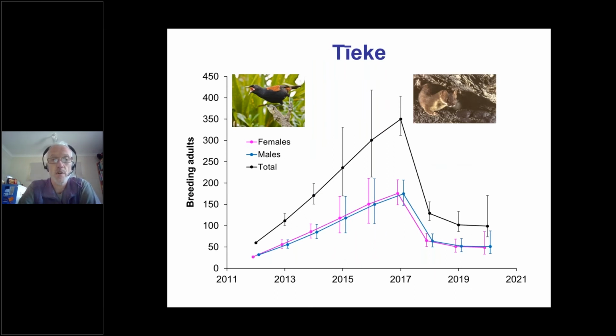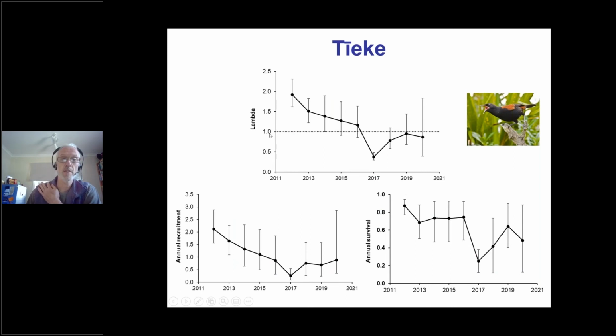Tieke has a different story again. You see there's kind of a linear trend in abundance from 2012 up to 2017. The linear aspect is relevant. And then there's a big crash, and then it's kind of settling down. So that crash, of course, is occurring from 2017 onwards with this period where there's stoats and cats in Tawharanui. Okay, so what's going on there? If you look at the lambdas for Tieke, you get a completely different story. Again, here's where lambda is 1, and what we're getting is a gradual decline.